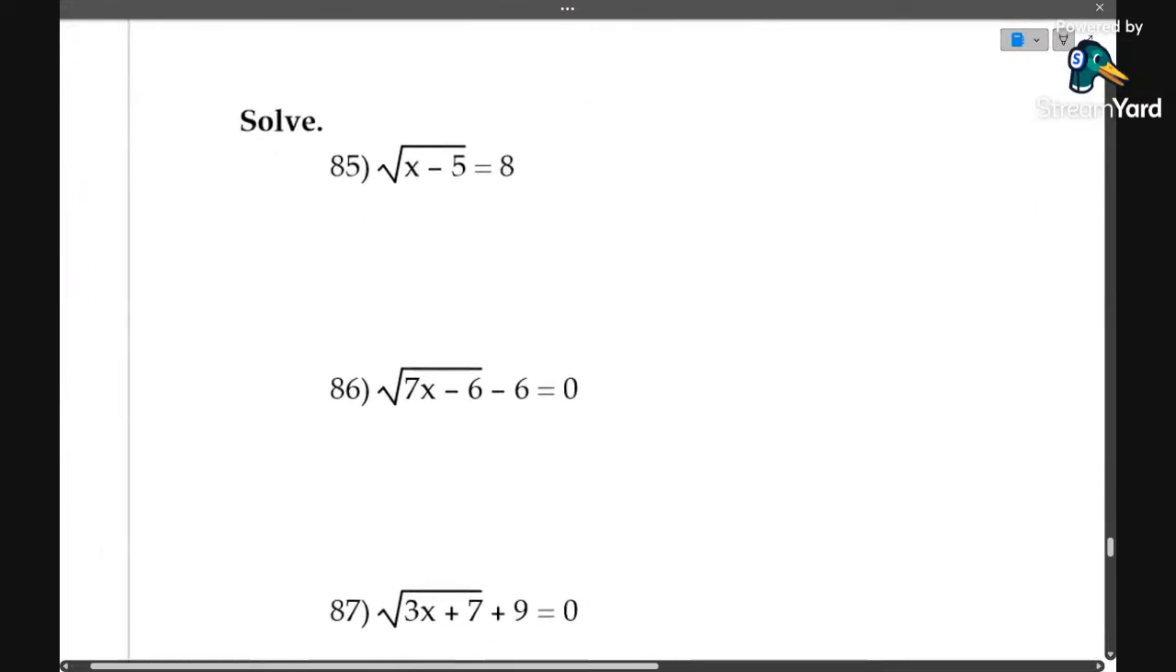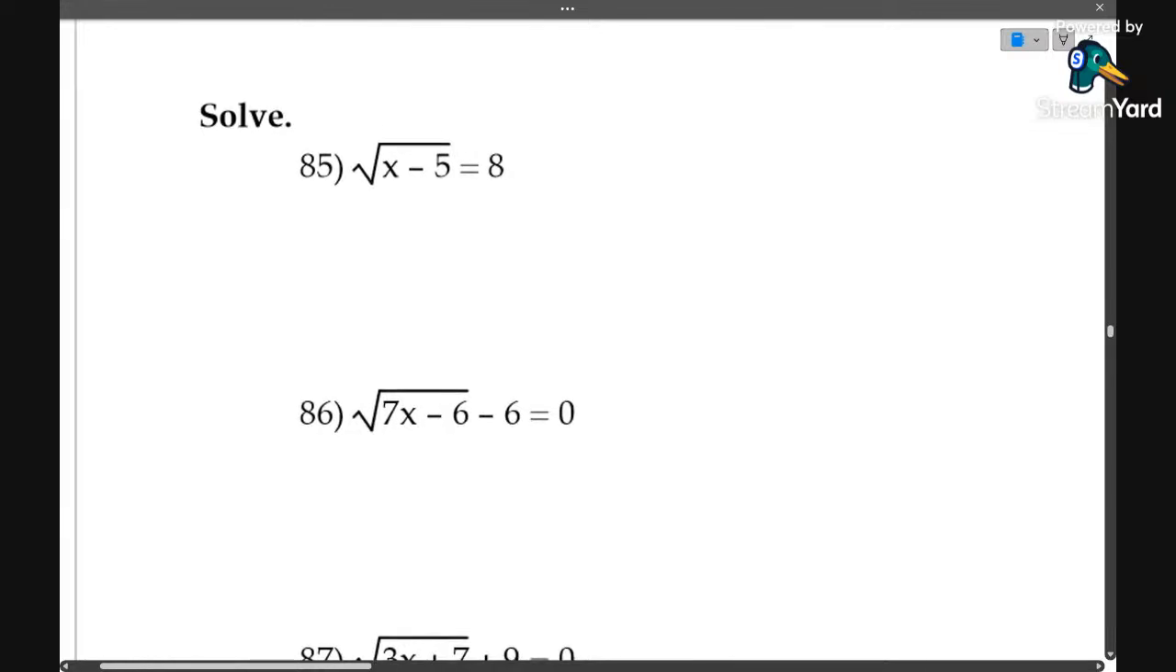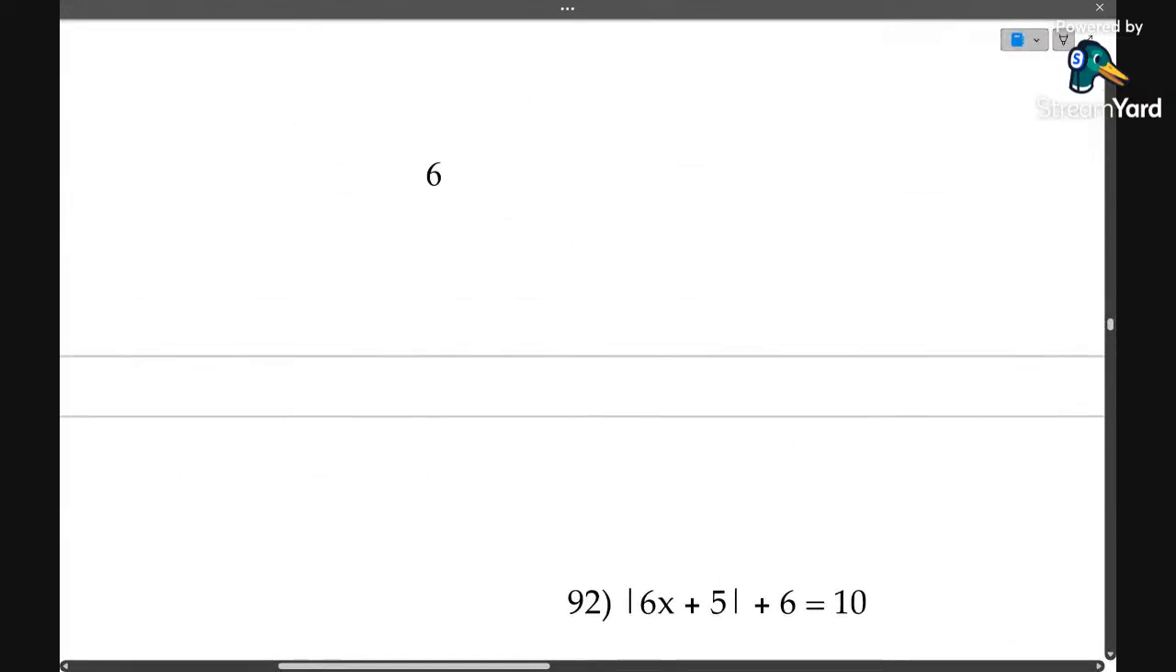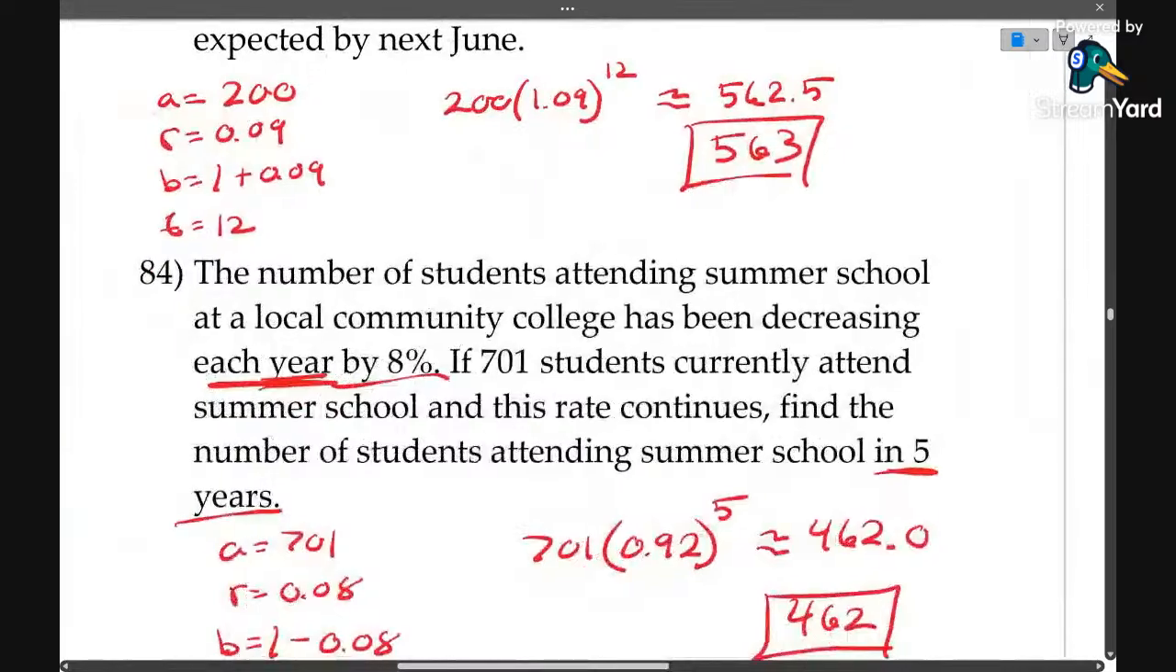All right. Why did you subtract instead of add? Because it's declining. It says it's decreasing every year by 8%.